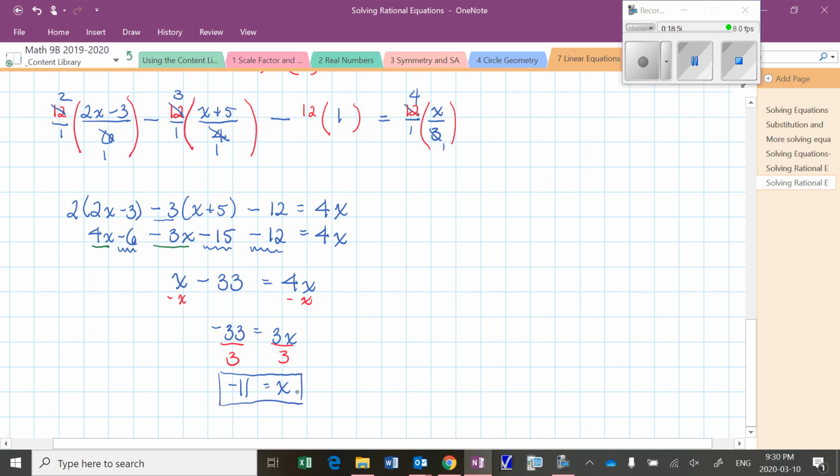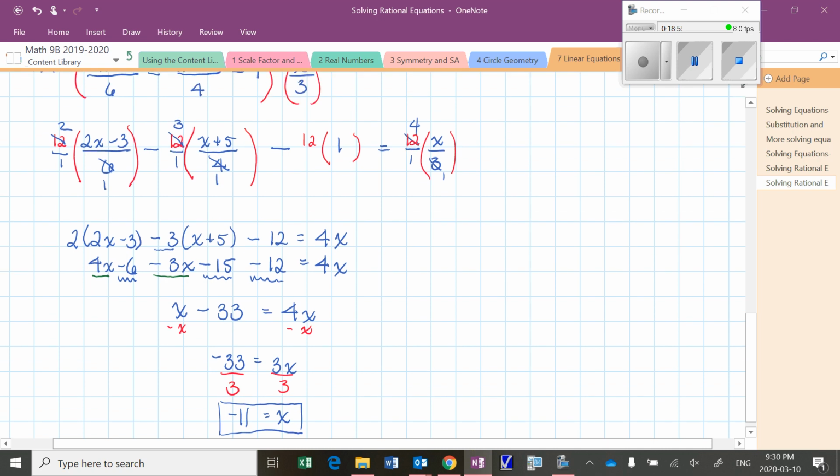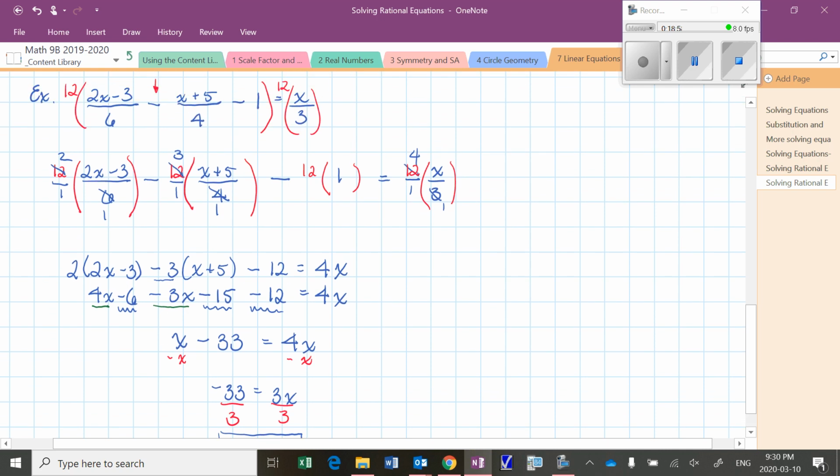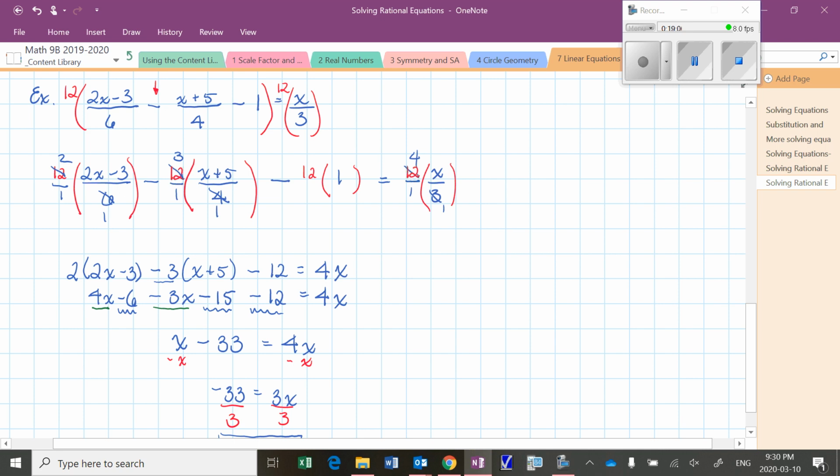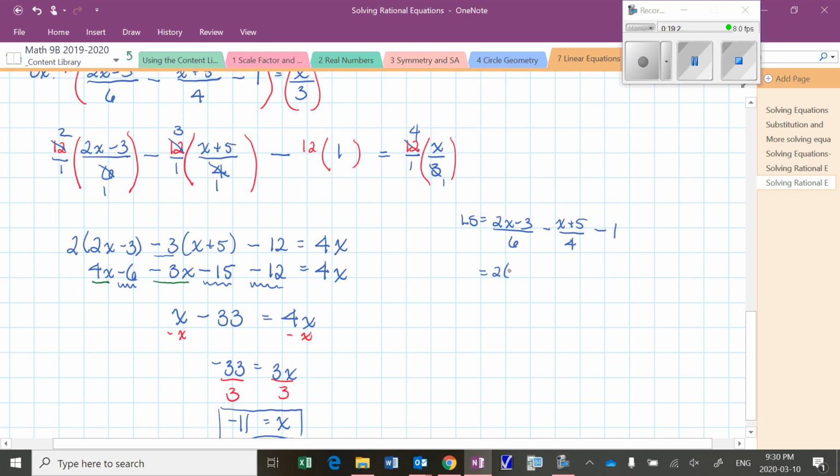Awesome. So our check for this one, our verification, is going to go back to our original question, because there's a lot going on in here, so I really want to make sure that I'm not just checking with this nice clean one, or definitely not with this x minus 33 equals 4x. I need to go back to the very, very beginning. So our left side was 2x minus 3 over 6 minus x plus 5 over 4 minus 1. So let's see what happens when we substitute in our answer, which was negative 11.